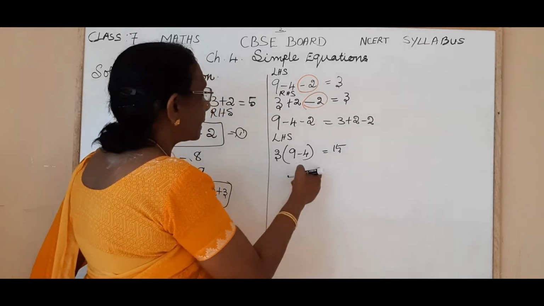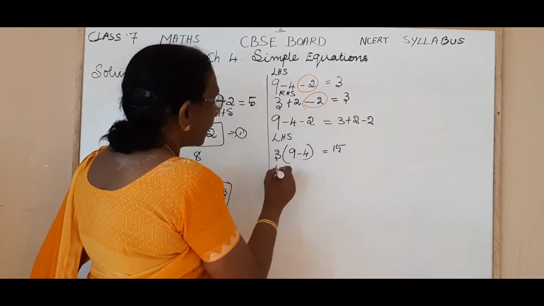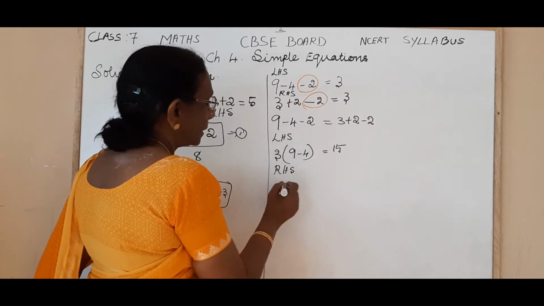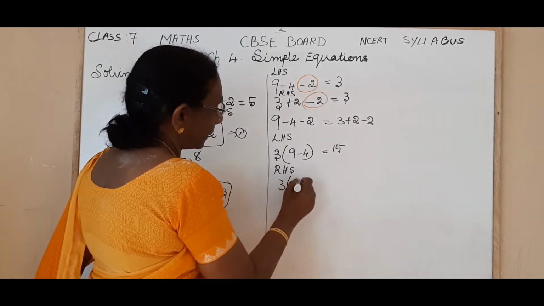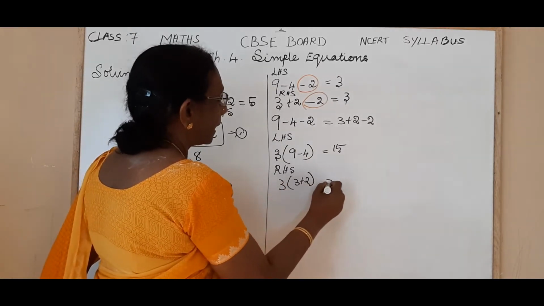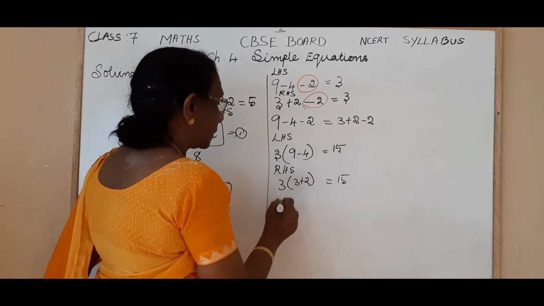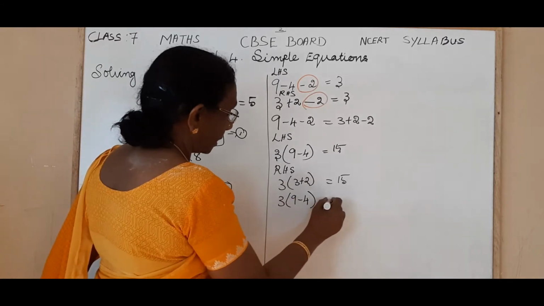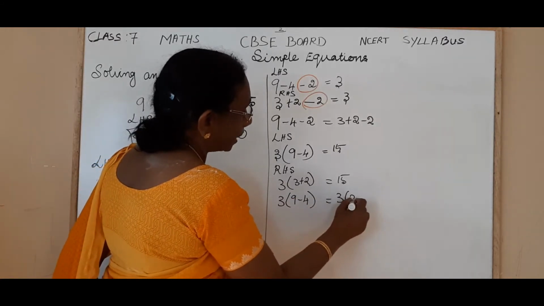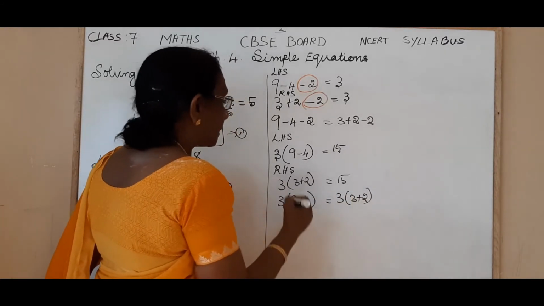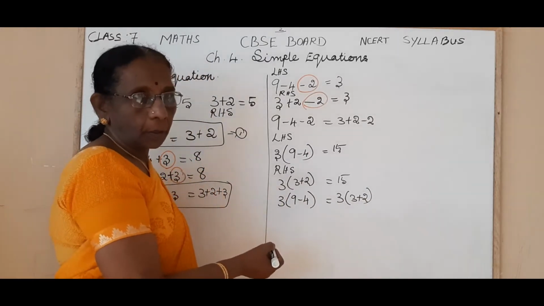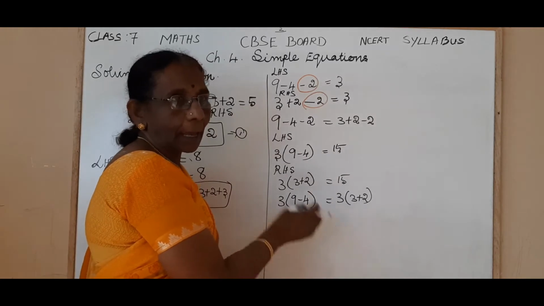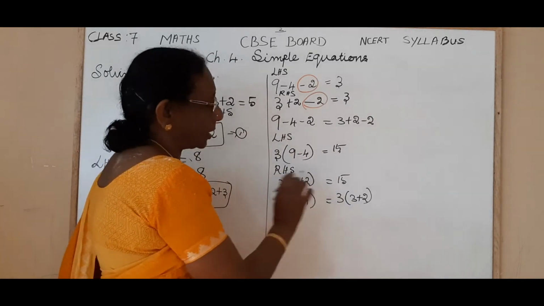And now the RHS. What do you get? 3 into 3 plus 2. Again 15. So 3 into 9 minus 4 is equal to 3 into 3 plus 2. So here you have multiplied the left hand side and the right hand side. Again the equality is maintained.